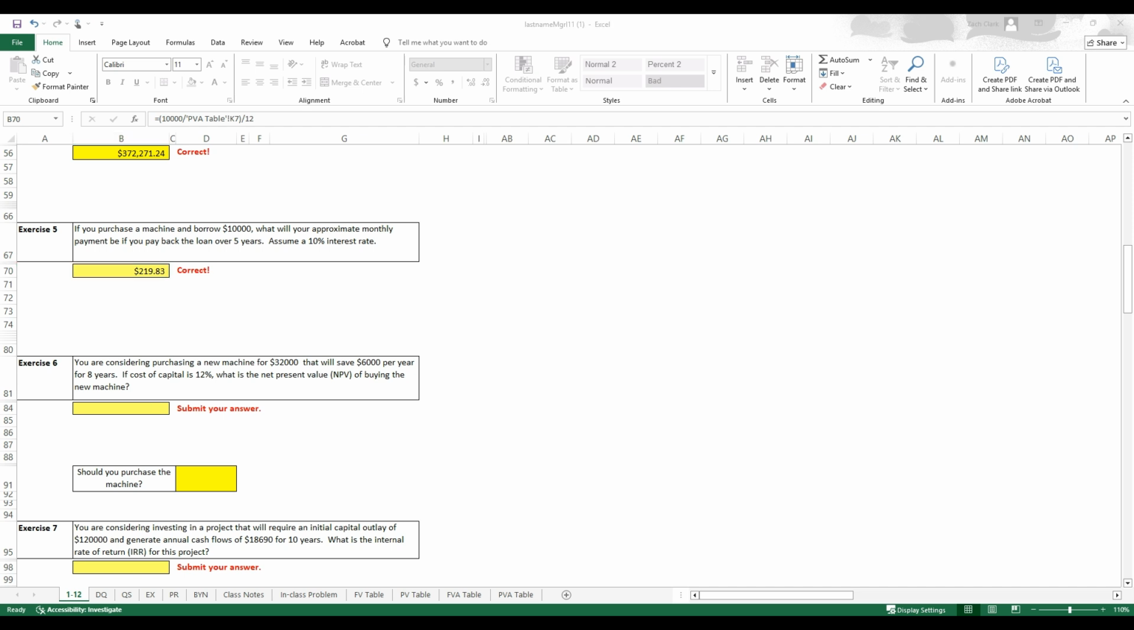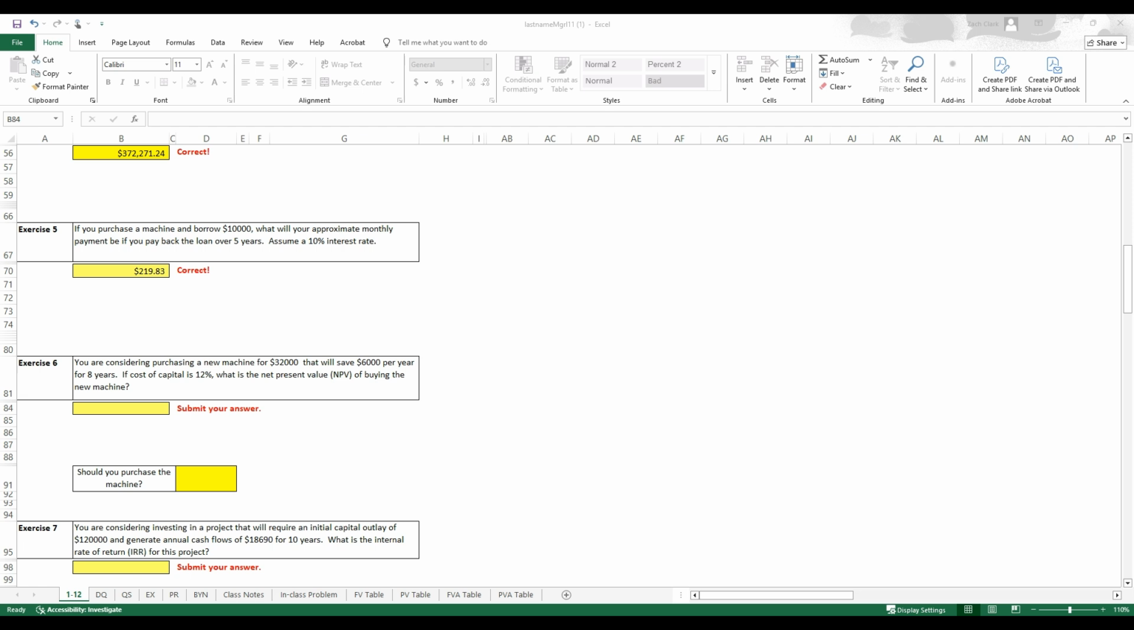Okay, exercise number 6. We've got considering the purchase of a new machine for $32,000, that will save $6,000 per year for 8 years. If the cost of capital is 12%, what is the net present value of buying the new machine?